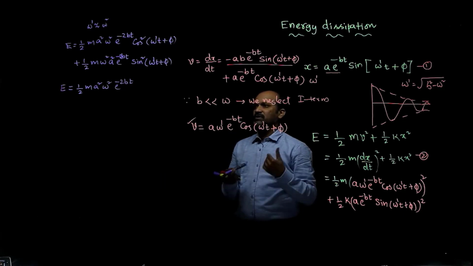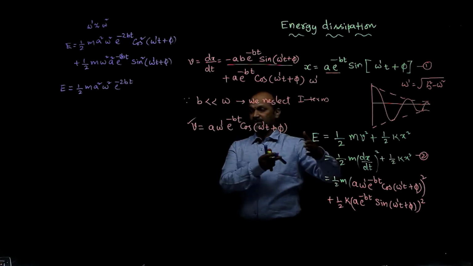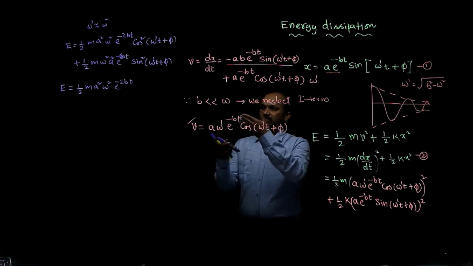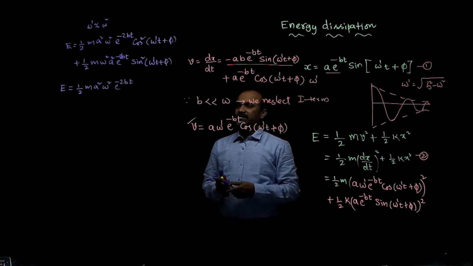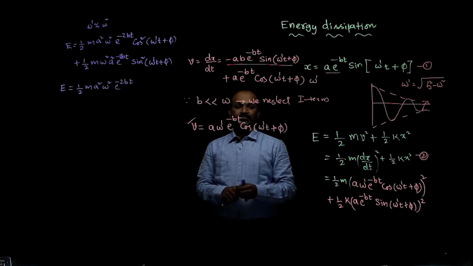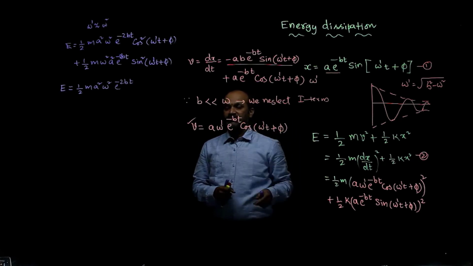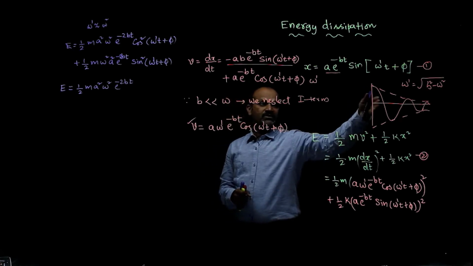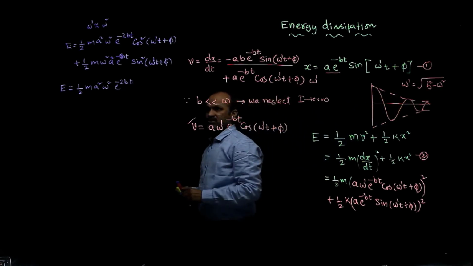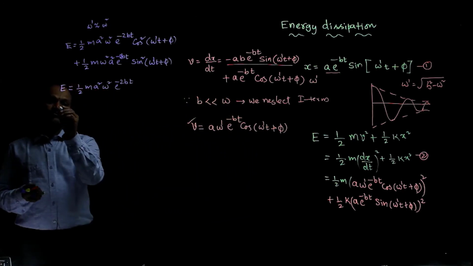So this is the total mechanical energy dissipated, total mechanical energy in a damping harmonic oscillator, and how that energy is getting decreased with time is represented by e power minus 2bt. So in an exponential manner with time the energy will be dissipated. In every oscillation, after every time period, we can measure how much energy is lost, and in the continuation we will see power dissipation also.